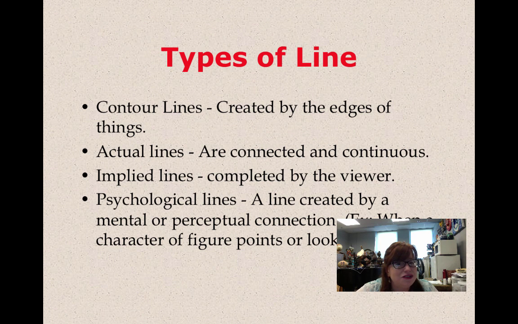And then psychological lines are lines that are created by a mental or perceptual connection. For example, when a character or a figure points at or looks at another person in the picture. And sometimes there might actually be a literal line in the piece that you can see. There might also be things like the arrangement of furniture in a piece. Anyway, we'll talk about that as we go.